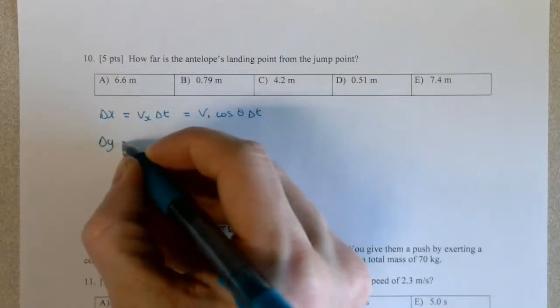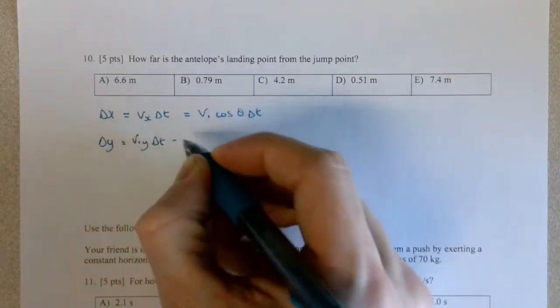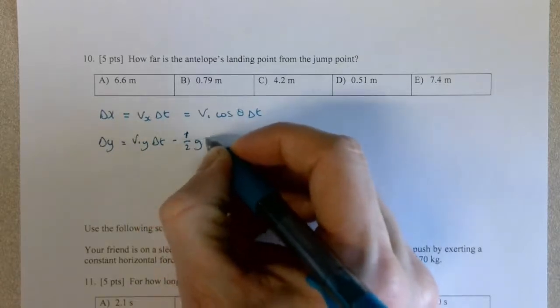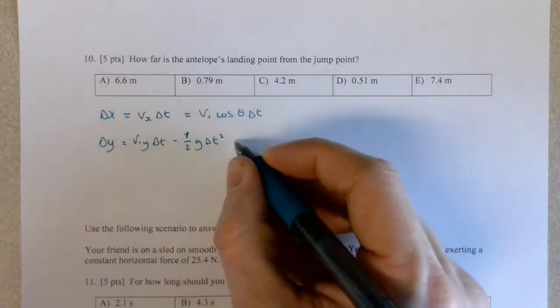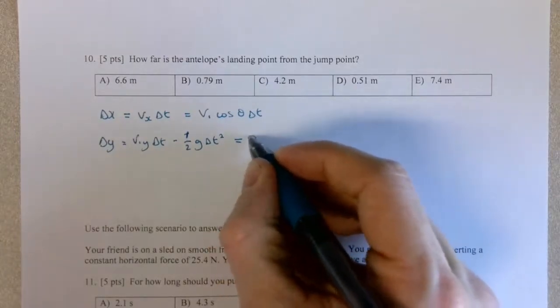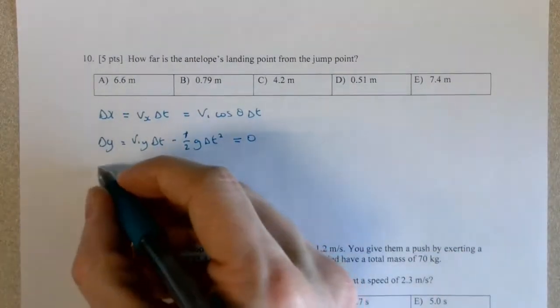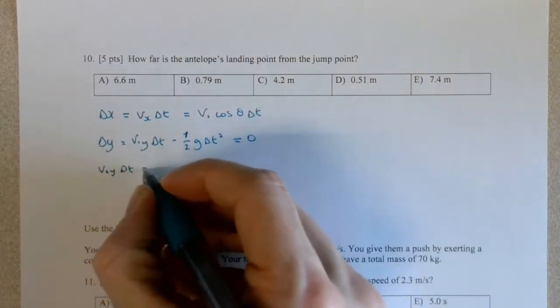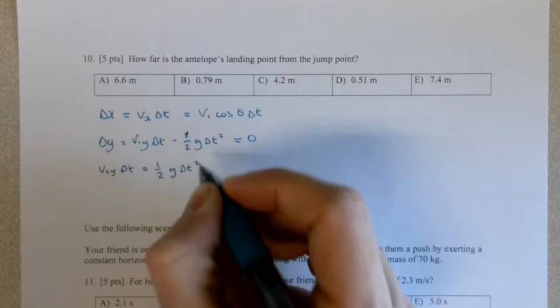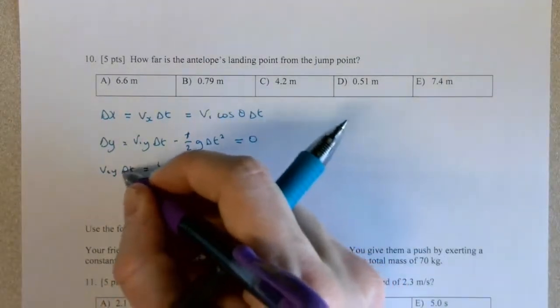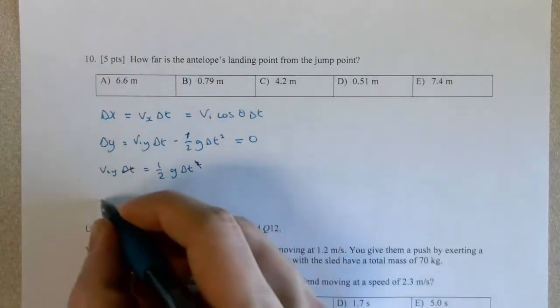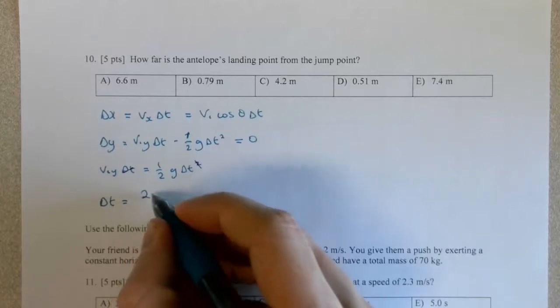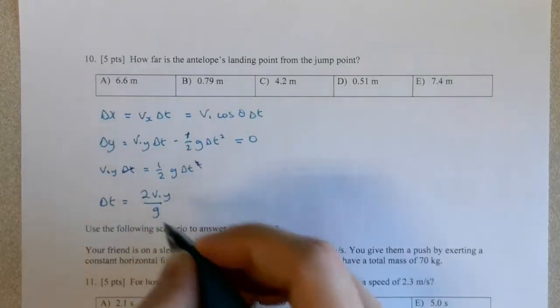We know that delta y is equal to Viy delta t minus 1/2 g delta t squared, but for something that lands at the same height as it launches from, delta y is 0. For something that jumps from a horizontal surface back to the same horizontal surface, this is equal to 0. So I can state that Viy delta t is equal to 1/2 g delta t squared. The delta t on the left-hand side will cancel out with the square term on the right. So delta t is equal to 2 times Viy divided by g.